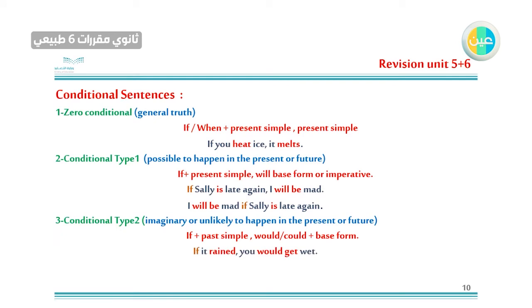If it rained, you would get wet. In the if clause, the verb is in the past simple, right? You would get wet, would with the base form, would or could plus base form. Okay, if you change the order of the sentence, you will start with the result clause, which is you would get wet if it rained. So, what did we change here? Nothing, but we delete the comma.